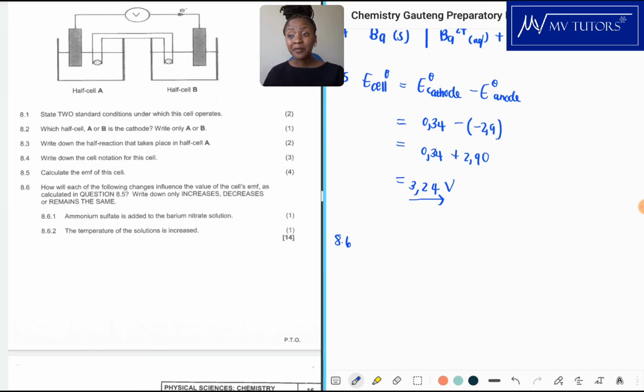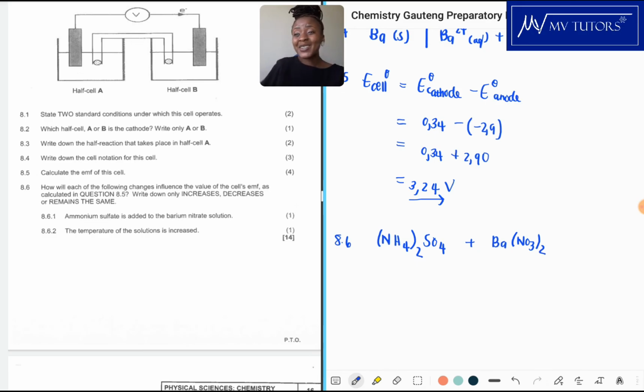So ammonium sulfate is added to barium nitrate solution. Okay, so ammonium sulfate would look like, ammonium is NH4, which has a charge of +1, and sulfate is SO4 2-. So we need to double up on the NH4. That's ammonium sulfate, and we are adding it to barium nitrate solution. We already have that, so barium nitrate. Nitrate has a charge of -1, and barium has 2+. So we need to double up on that.